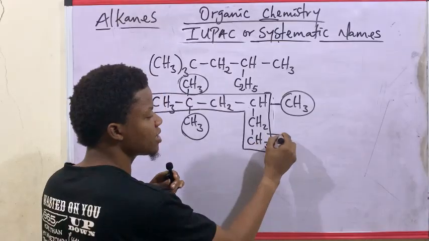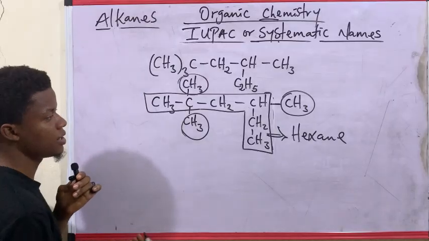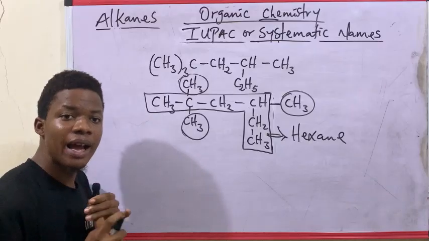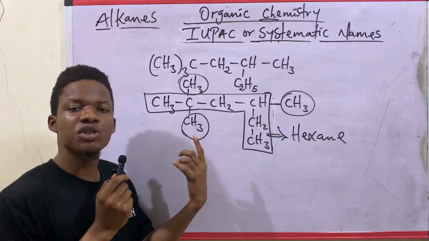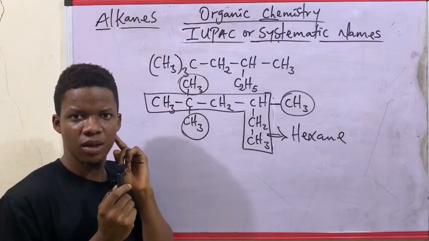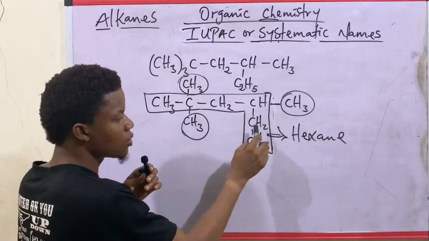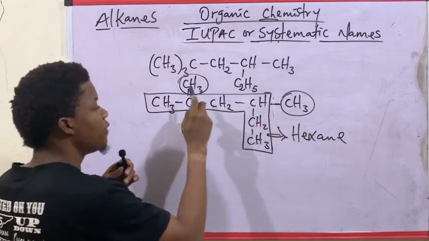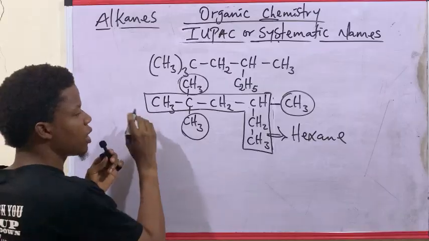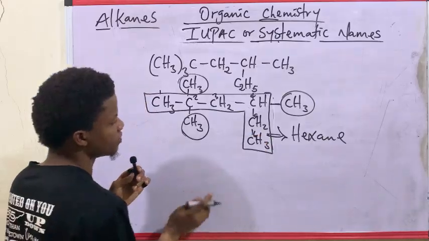All right, so 1 2 3 4 5 6. Which alkane has 6 carbon atoms? Hexane. So our parent chain is hexane. All right, so now numbering. Look at the direction that will give you the least possible number to the first substituent. If you start 1 2 3, the first substituent is on carbon 3. If you start from the other side, it's 1 2, so we have 2. So we are using this numbering 1 2 3 4 5 6.